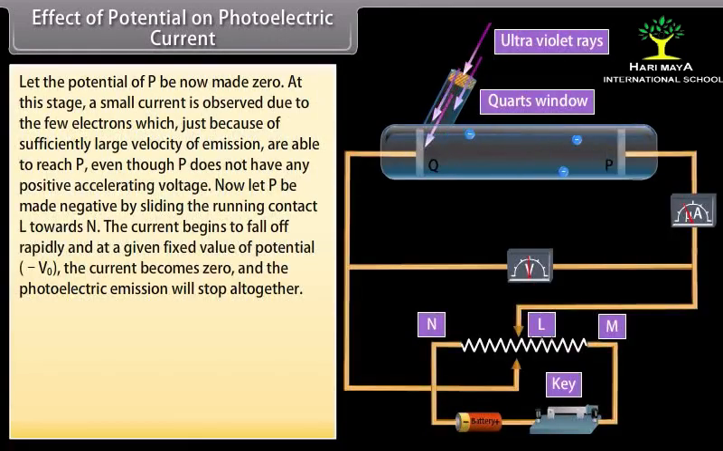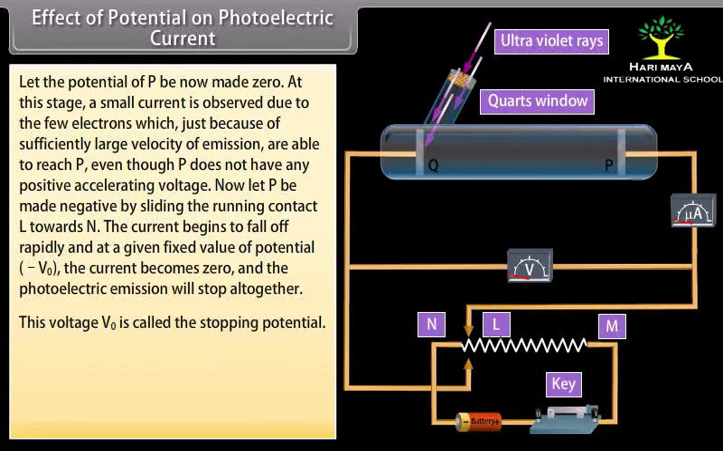Let the potential of P be now made zero. At this stage, a small current is observed due to the few electrons which, just because of sufficiently large velocity of emission, are able to reach P, even though P does not have any positive accelerating voltage. Now let P be made negative by sliding the running contact L towards N. The current begins to fall off rapidly, and at a given fixed value of potential, minus V0, the current becomes zero, and the photoelectric emission will stop altogether.